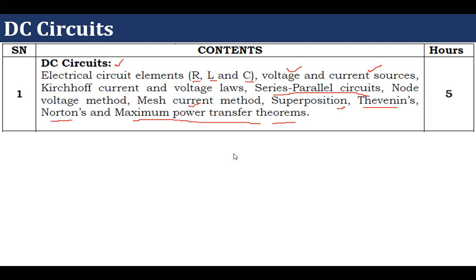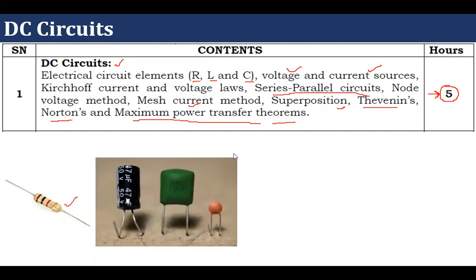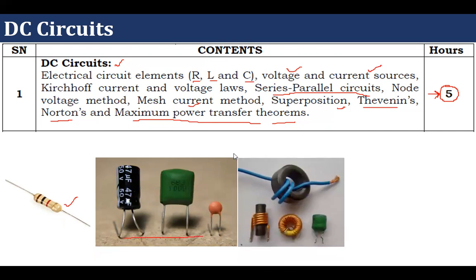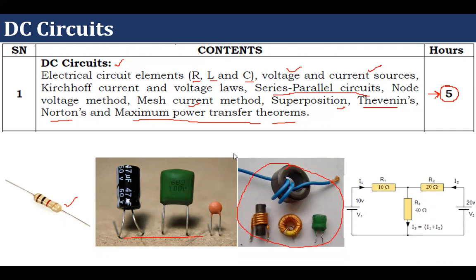Although 5 lectures have been recommended by the university, that is too few. I think about 15 lectures will be required to cover this whole unit. You can see in this picture, this is a resistor, these are the capacitors, these are the inductors, and after knowing basic circuit analysis tools, we are going to analyze this kind of DC circuits.